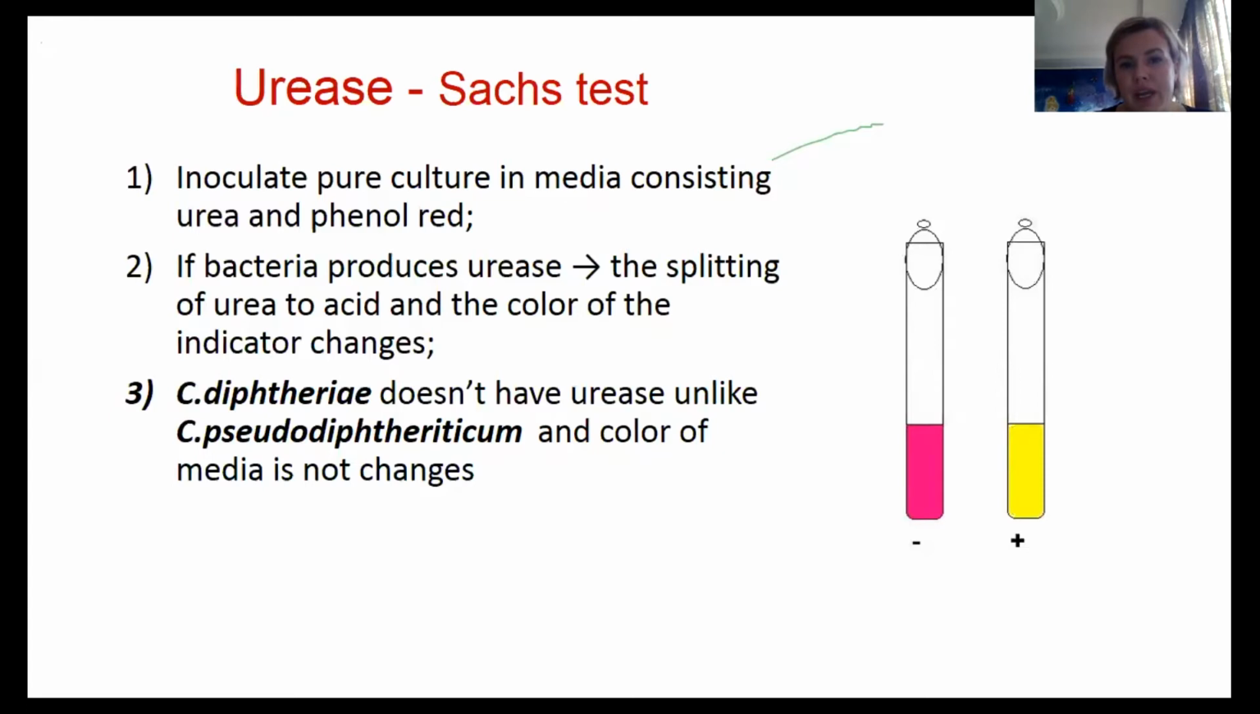Pseudodiphtheriticum produces urease and changes the pH of the media to acid condition, and we detect yellow color of the media because in this media the pH was changed to acid condition. Next test.